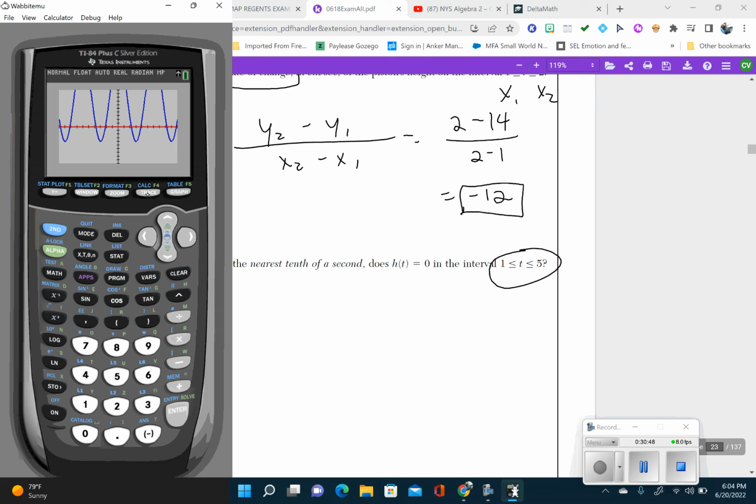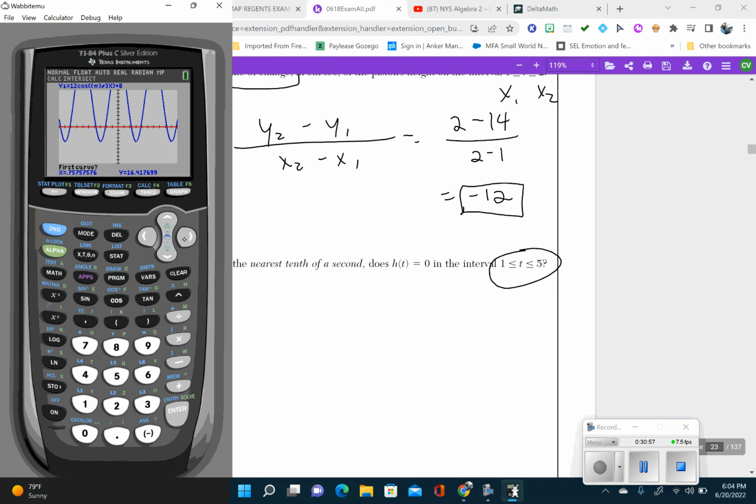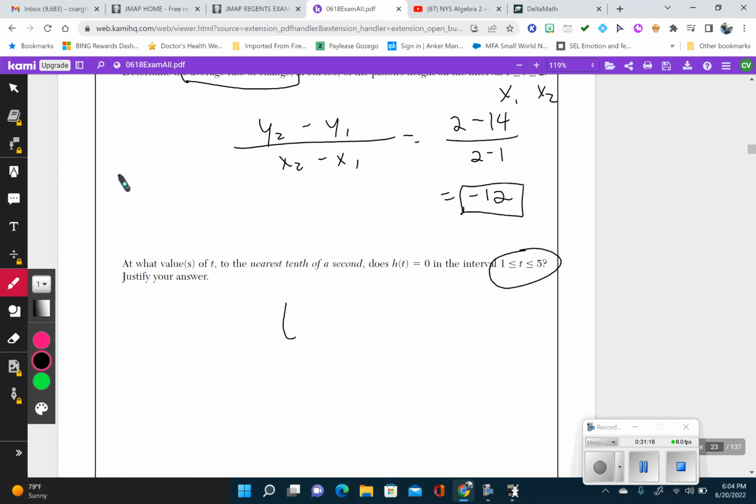So you're going to hit second trace calc. I think we did this a bunch of times already during this test, so I think I can go a little bit quicker. So I'm just going to go to the first curve. Let's see if my calculator will comply. First curve, sure. Second curve, sure. Yes, sure. And I'm going to hit enter. 2.19. Very good, right? I'm going to round that to the nearest tenth, which is 2.2. So my first answer is going to be t is about 2.2.